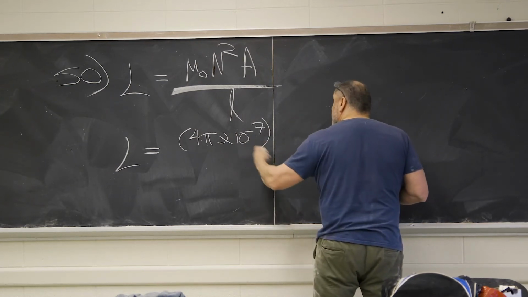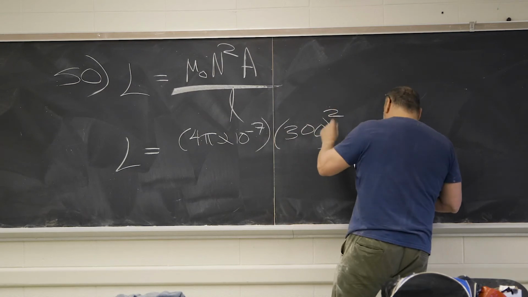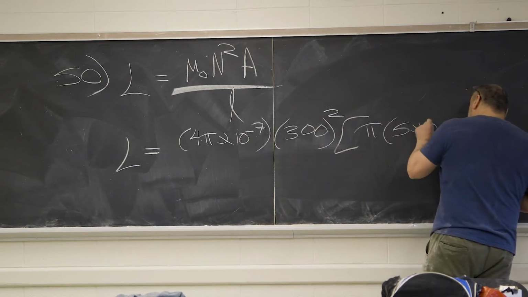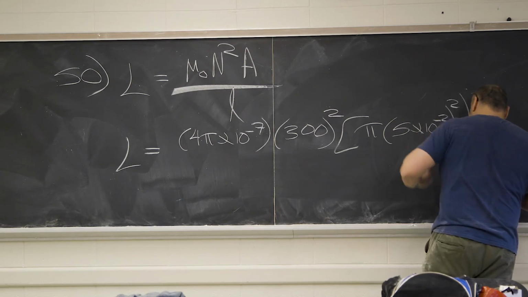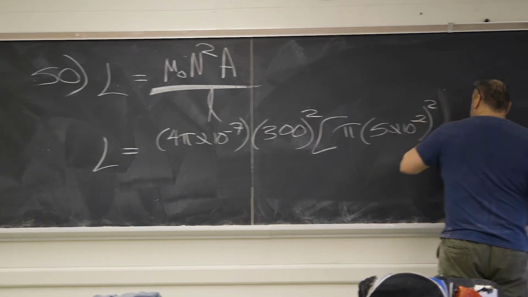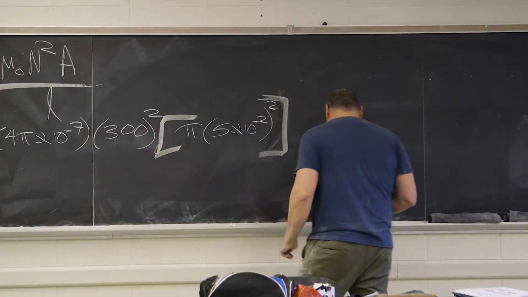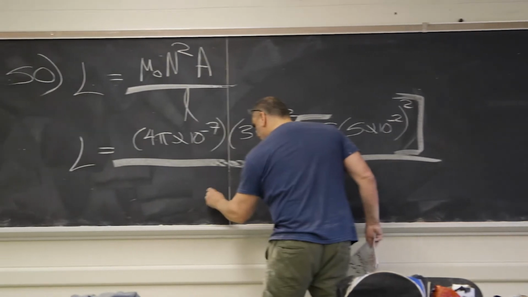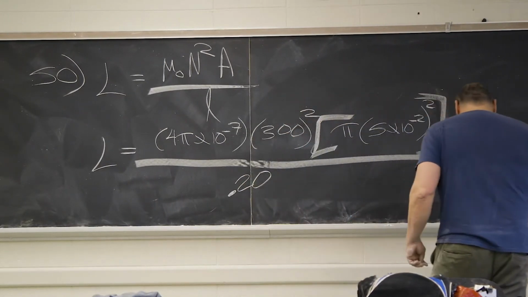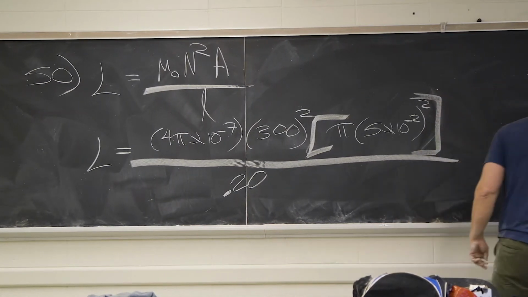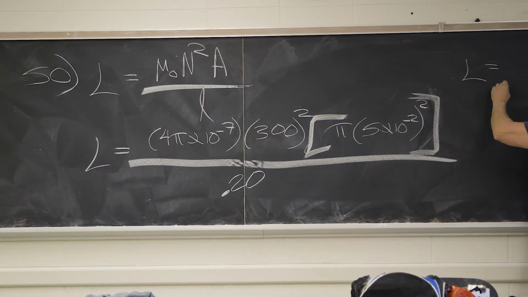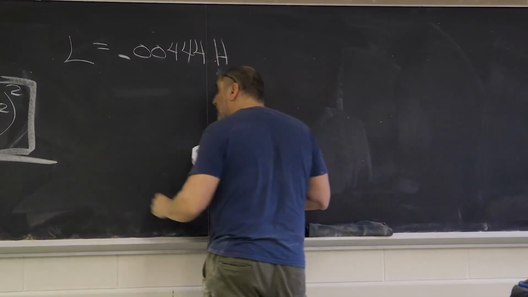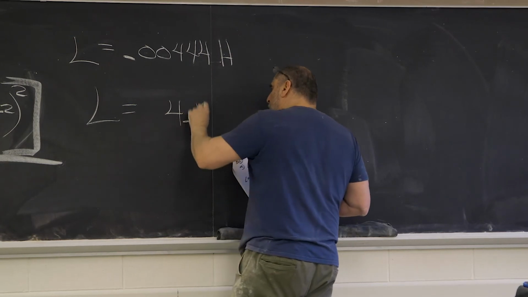As we proceed, here we go. mu0 is this, n is 300, and that's the number of turns. And here we go again. They're saying pi r squared. 5 centimeters is 5 times 10 to the negative 2 meters. So we got this, divided by 0.20. So when we do it, we get L is 0.00444 henries. That's 4.44 millihenries.